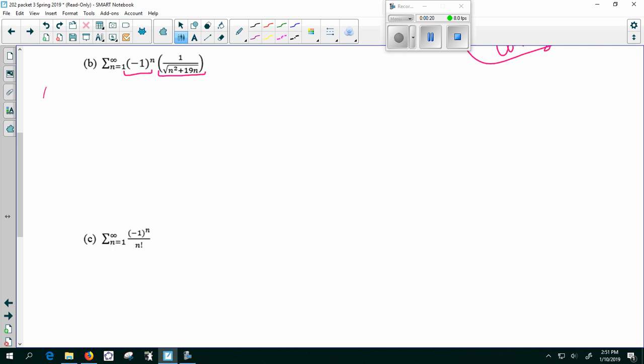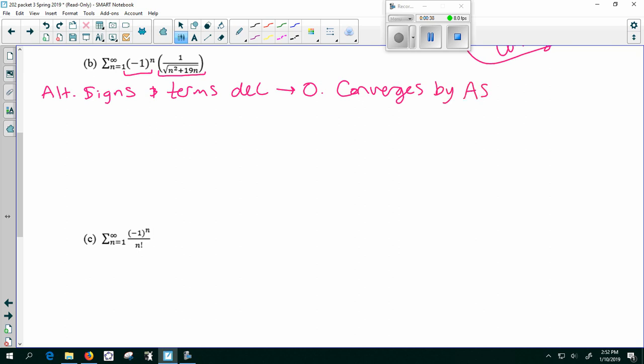So we have alternating signs, and the terms are decreasing towards 0. So it converges by the alternating series test.